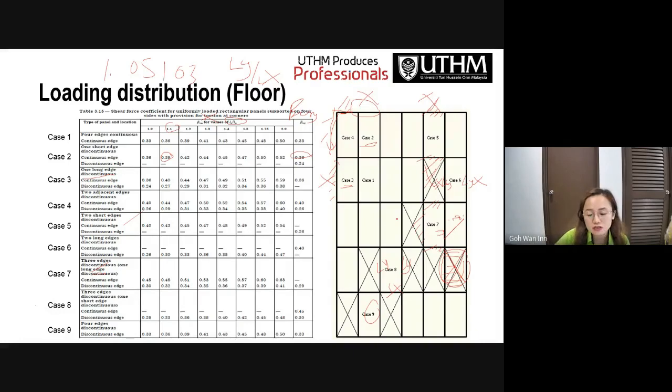Staircase design is not covered in this chapter and in this subject. Next subject maybe you will learn. So for any question for case 1 to case 9, you will have practice. So you will go through it.